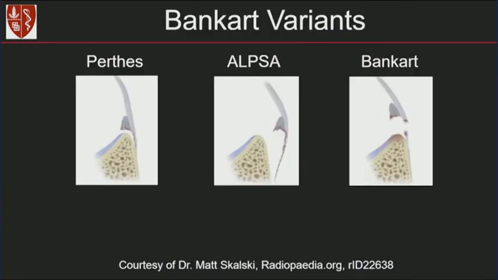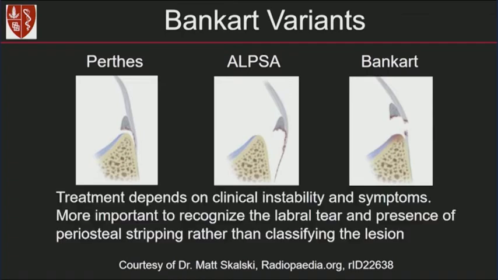Now we get into the different variants, Perthes and ALPSA. These are just Bankart variants. So the important thing to remember is treatment depends on the clinical instability and symptoms. So it's more important for us just to recognize the labral tear and the presence of the periosteal stripping rather than trying to name the different lesions. And we'll go through each lesion, but we can just consider these as Bankart variants.